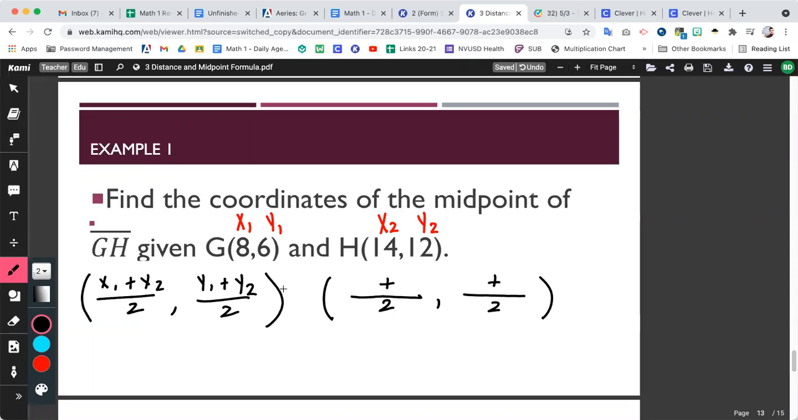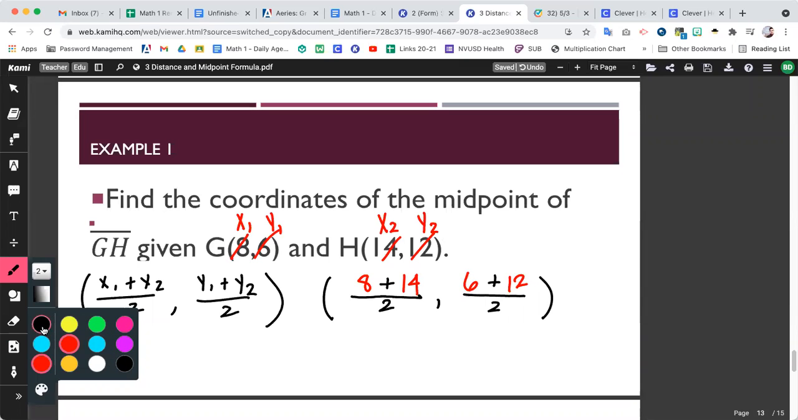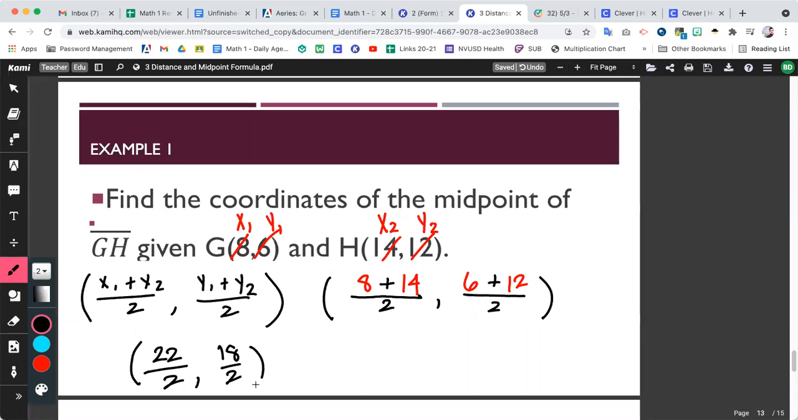Okay, let's go through it. What is X1? 8, very good. What is X2? 14. What's Y1? And what's Y2? Very good. We're almost done. Let's simplify. What is 8 plus 14? 22. Awesome. 6 plus 12. And now we just have to divide by 2 and we're done.